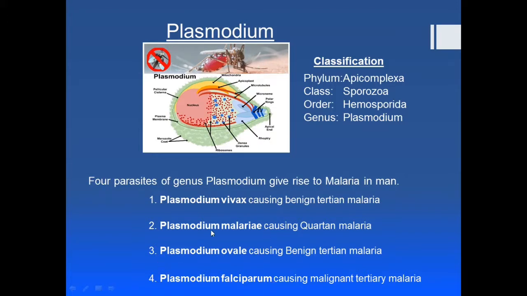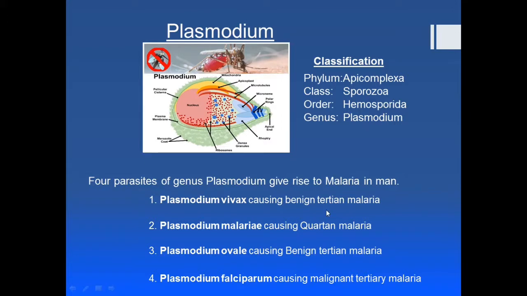So all these parasites are causing malaria in man. Plasmodium vivax is causing benign tertian malaria. Plasmodium malariae is causing quartan malaria. Plasmodium ovale is causing benign tertian malaria, and Plasmodium falciparum causes malignant tertian malaria.